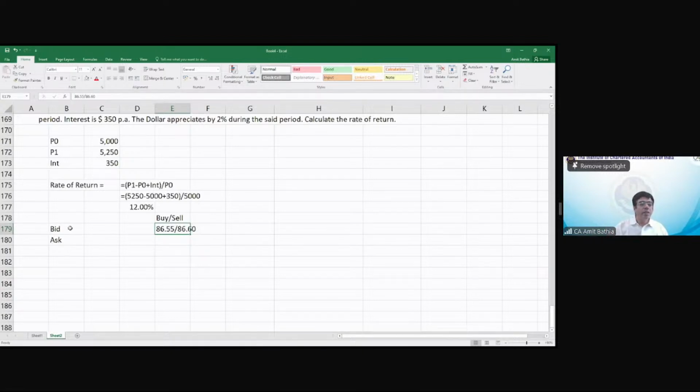So bid is nothing but the rate at which they are willing to buy. Ask is known as offer, or also known as, what is the other term for ask? Any ideas? Sell, right? Here there is buy, there has to be sell over here.